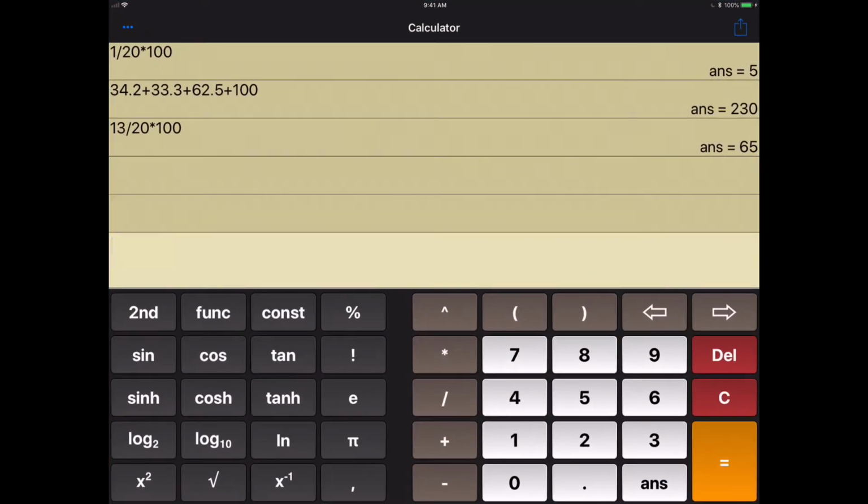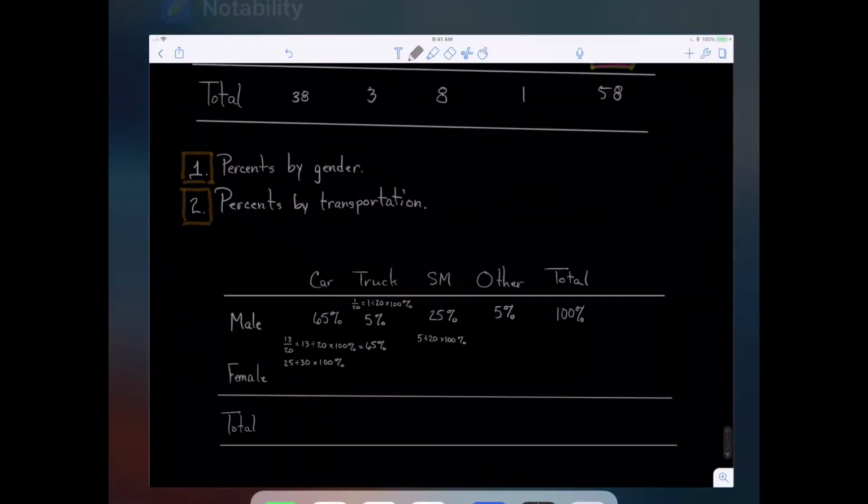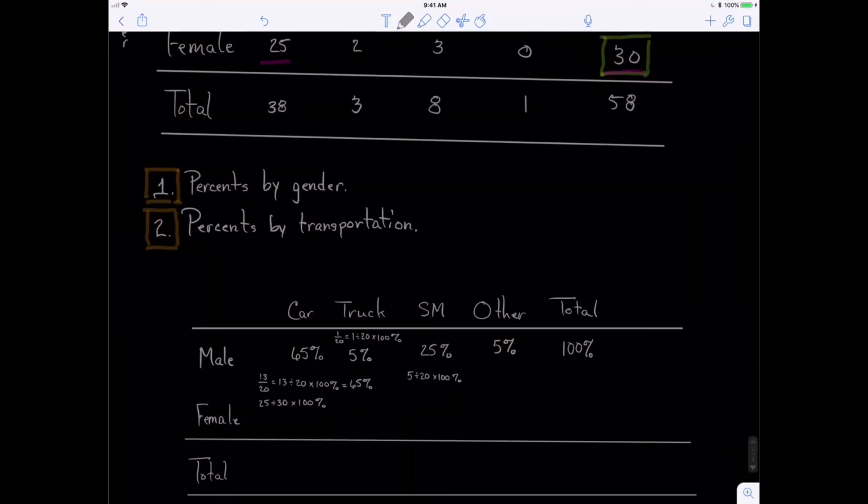We come up with 25 divided by 30, and we want to multiply it by 100%, or just 100, and we'll put the percent. We'll take this to the nearest tenth of a percent. So that rounds to 83.3%. Okay. So we have 83.3% of our females that drive a car.